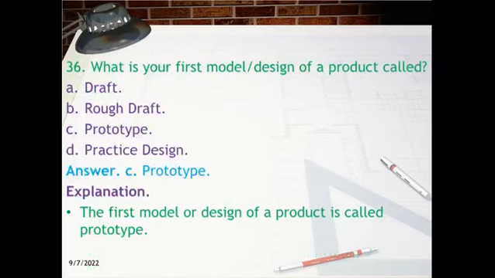36. What is your first model design of a product called? Draft, rough draft, prototype, practice design. Answer: C. Prototype. Explanation: The first model or design of a product is called prototype.